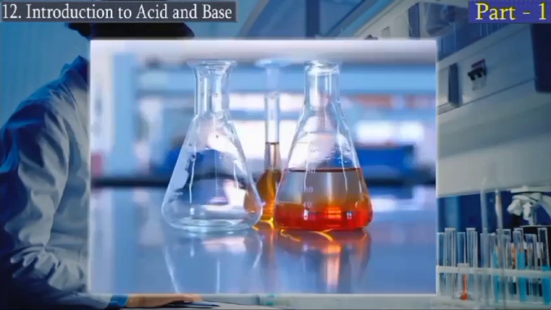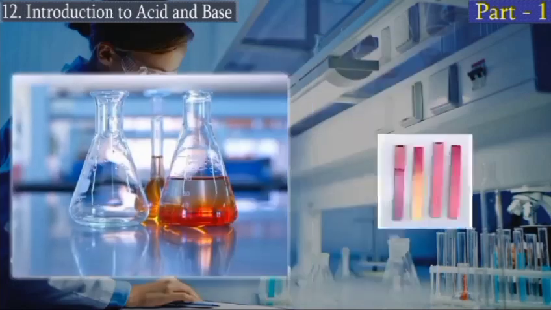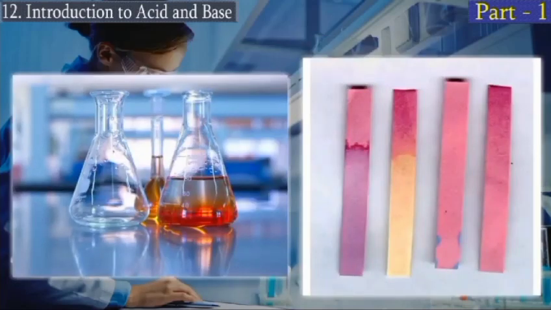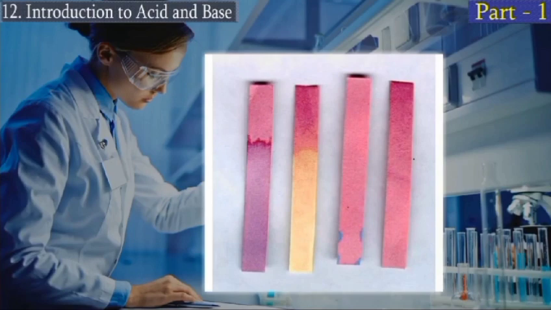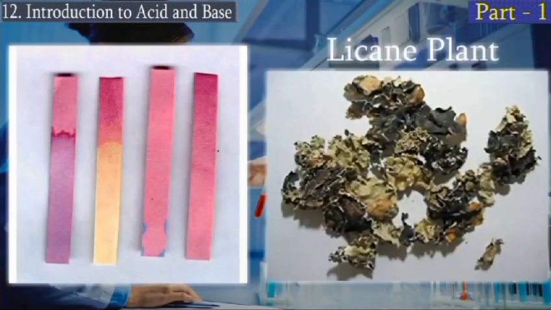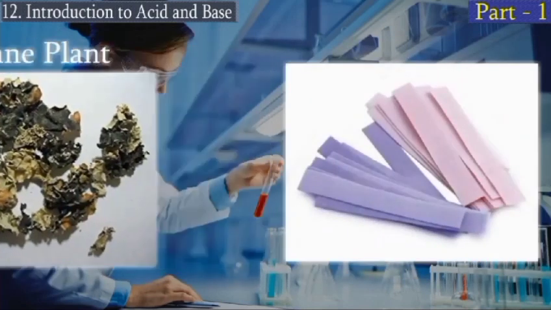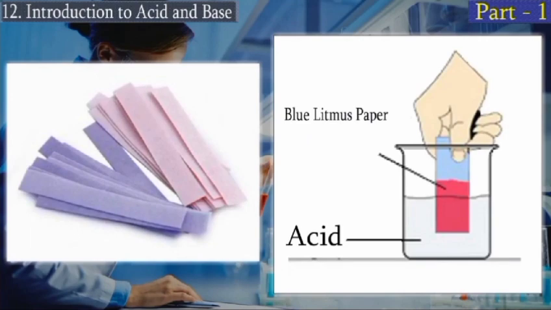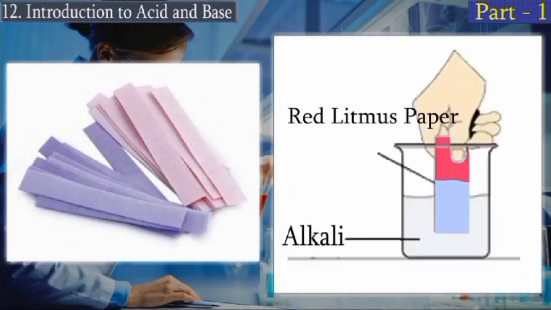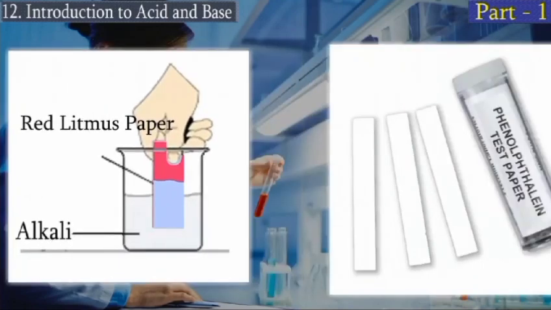Indicators in laboratory. In the laboratory, litmus paper is mainly used to test alkali or base. This paper is made from an extract of the lichen plant. It is red or blue colored. Blue litmus paper turns red on dipping in acid, and red litmus turns blue by alkali.